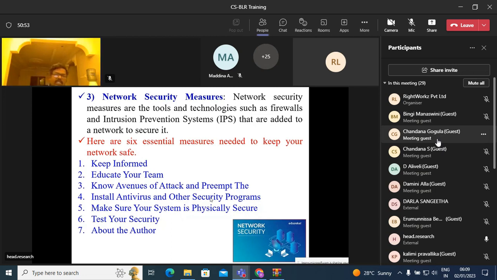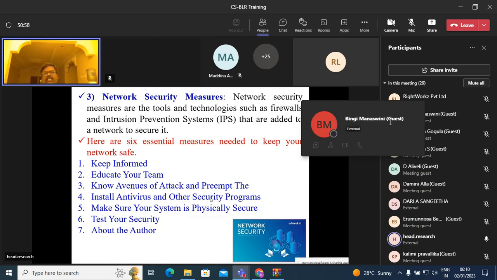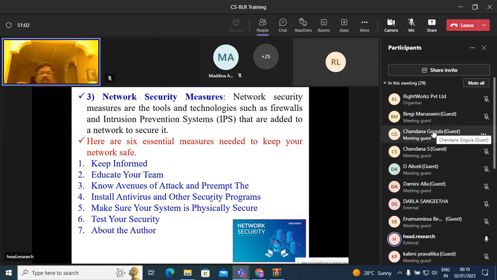Network security measures are the tools and technologies, such as firewalls and intrusion prevention systems, that are added to a network to secure it. So why are we using these network security measures? In order to secure your data at the network level.